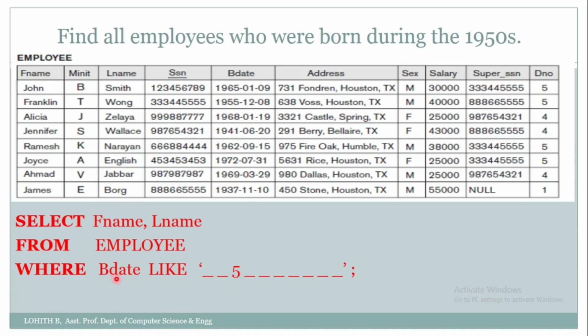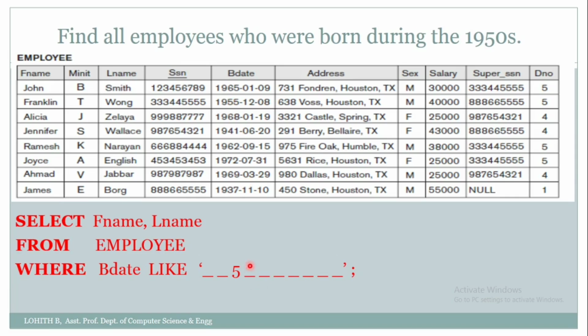As you can see, the birth date in the third column, the 5 should be 5. So the second row is the only row that will be selected, because this is the only row where the employee was born during the 1950s. So this is how the match occurs.